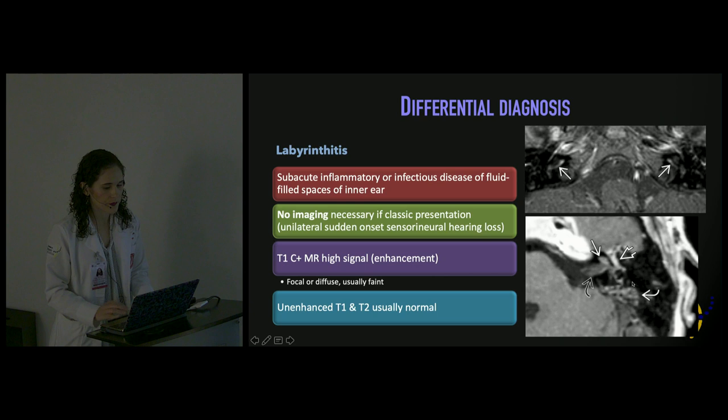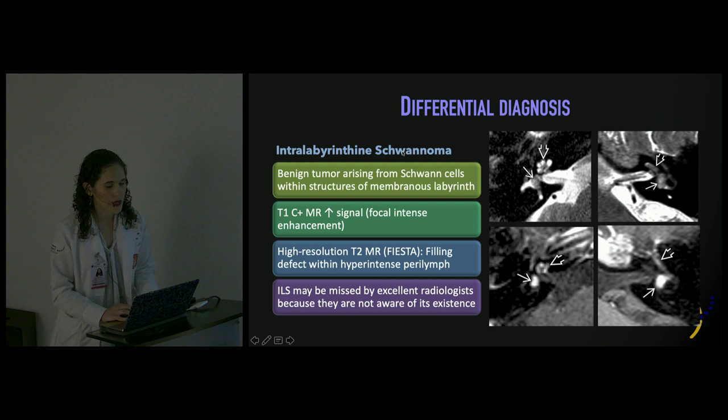The other differential diagnosis is schwannoma. We know that there are schwannomas in the internal auditory meatus, but they can also be in the inner ear, and we need to remember that. Schwannomas are hypodense filling defects in the T2 weighted image, like in this portion and in the cochlea and in the vestibule, okay? And this portion has enhancement.